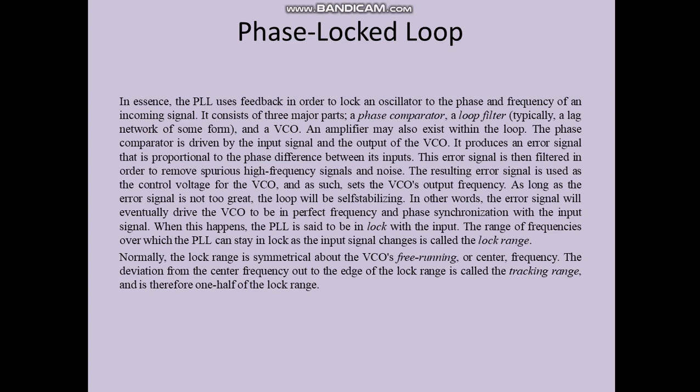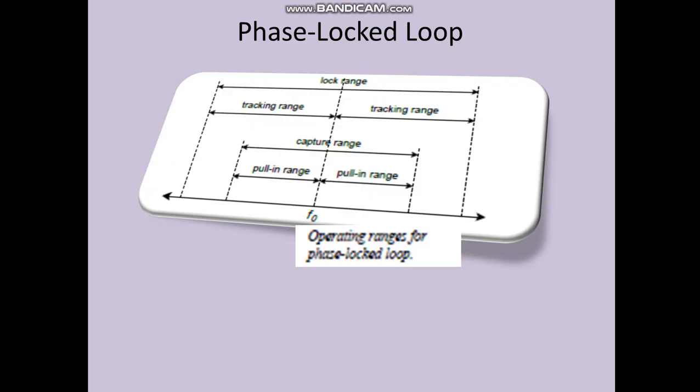The range of frequencies over which the PLL can stay in lock as the input signal changes is called the lock range. Normally, the lock range is symmetrical about the VCO free running or center frequency. The deviation from the center frequency out to the edge of the lock range is called the track range and is therefore one half of the lock range. These are the operating ranges of the phase locked loop.